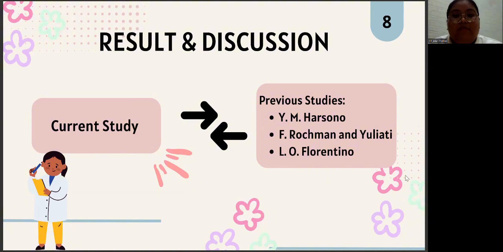Second, this study also found that the students prefer the new material over the existing material because the culturally familiar materials help the students in understanding the new material. The author said that this finding is similar to the findings in the study conducted by L.O. Florentino.